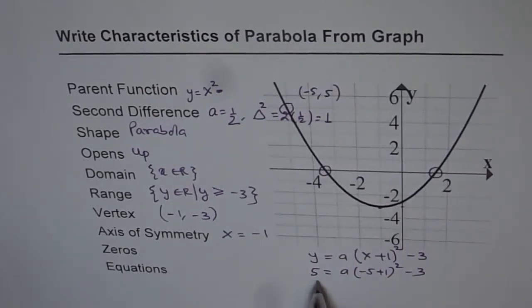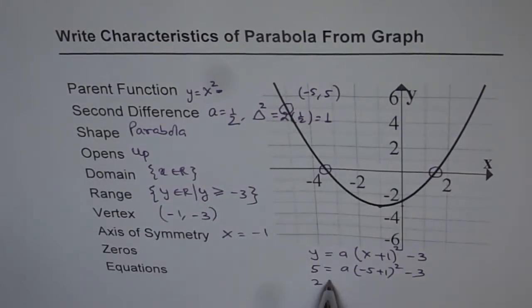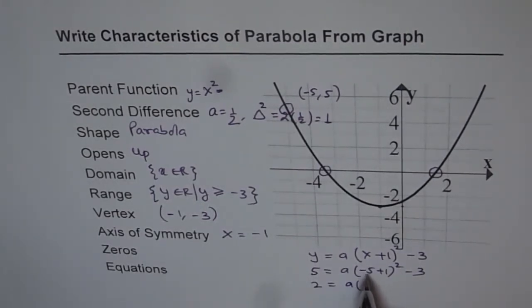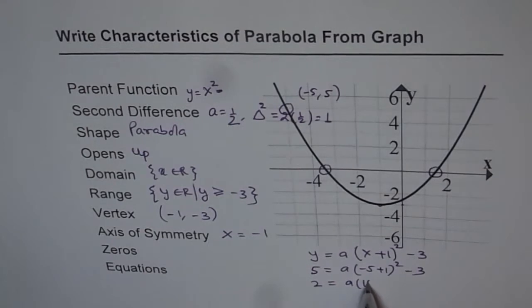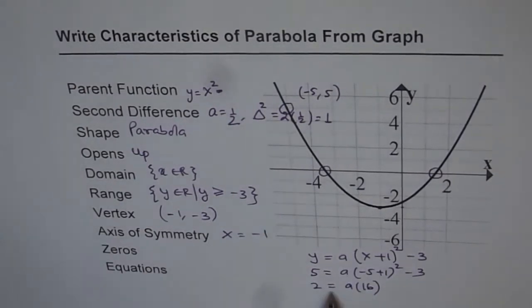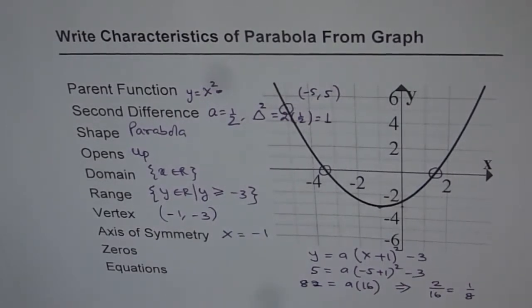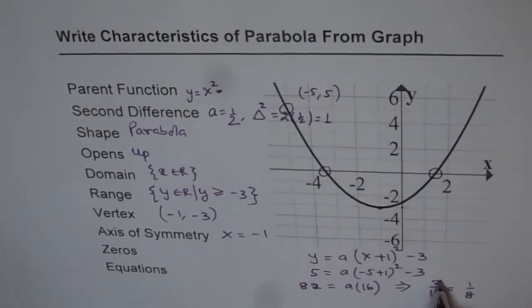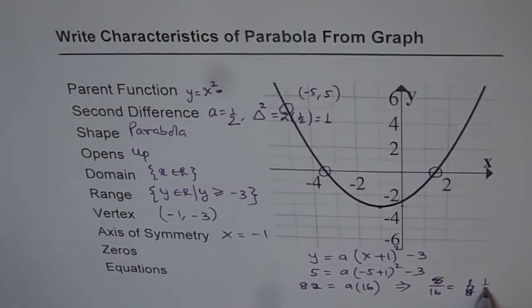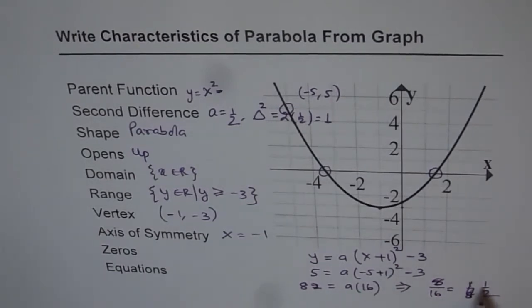So we get what? 5 minus 3 is 2, and the x value is minus 5. Minus 5 plus 1 is minus 4, and 4 squared is 16. So from here we get a as 2 over 16, which is 1 over 8. We did a calculation mistake. When we moved 3 to this side, it should be 5 plus 3, which is 8. So this is not 2, but 8. Now 8 divided by 16 is 1 over 2. So that is how we get a as half.